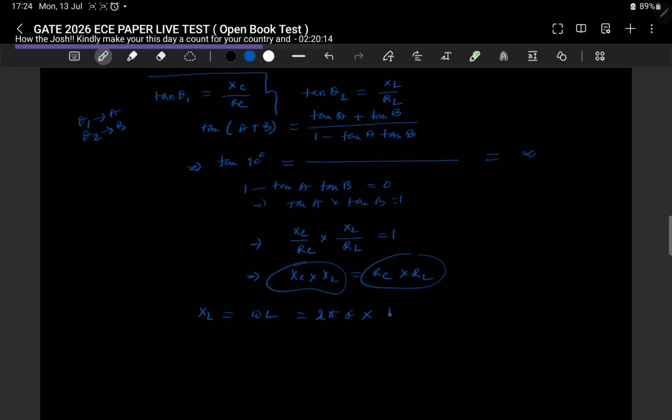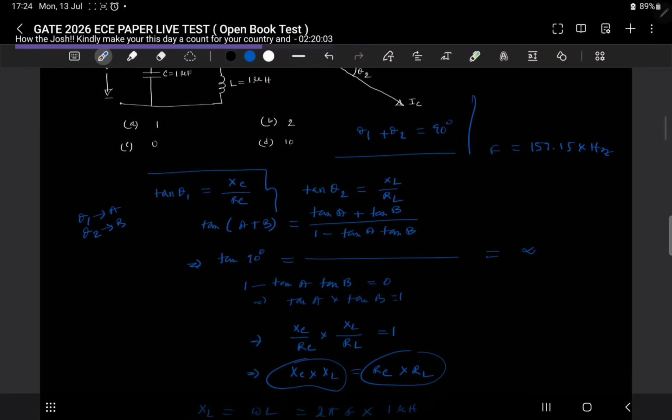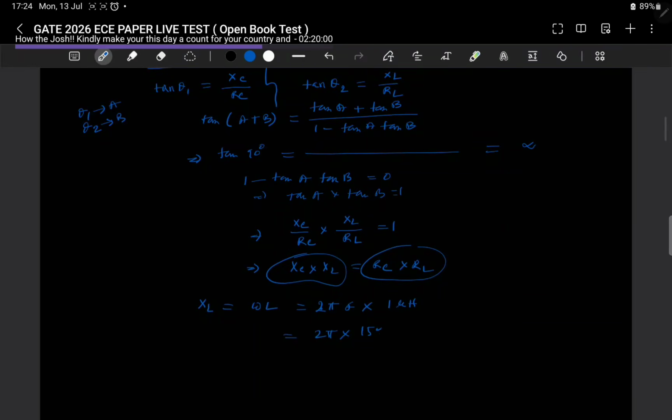L is given as 1 microhenry. So 2 pi into frequency, it is given 159.15 kilohertz. 10 to the power 3 into 10 to the power minus 6 henry. So omega will come to nearly 10 to the power 6 radian per second, and 10 to the power minus 6 if we add, then it is 1.